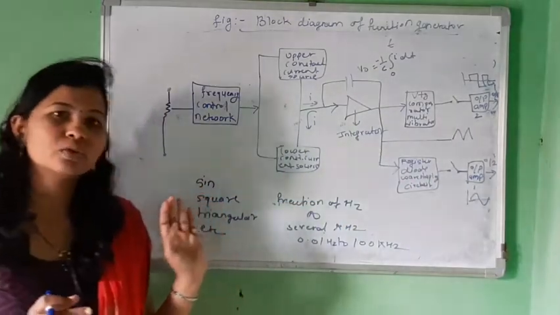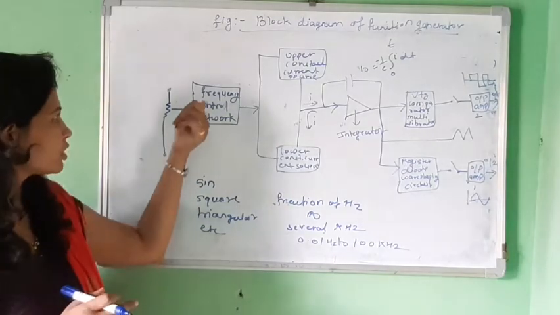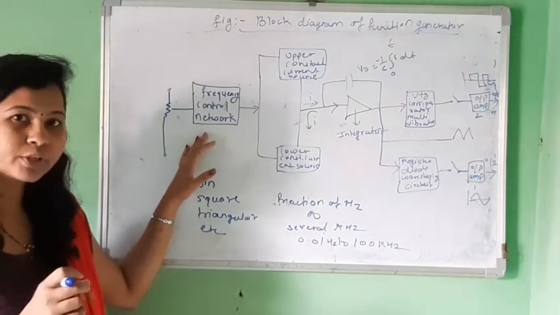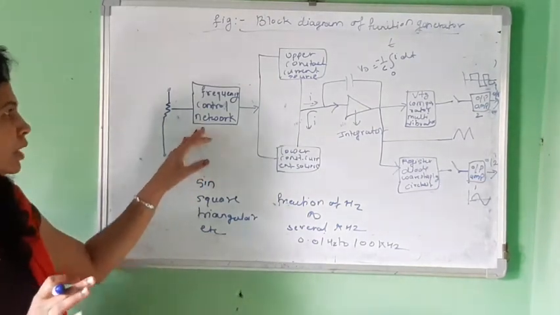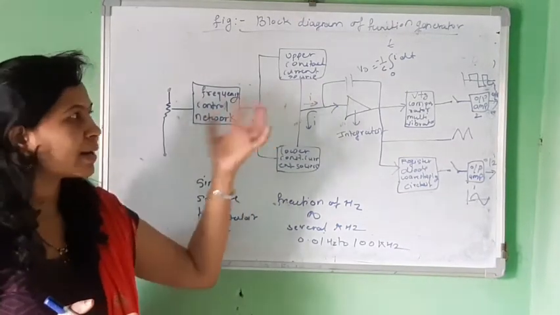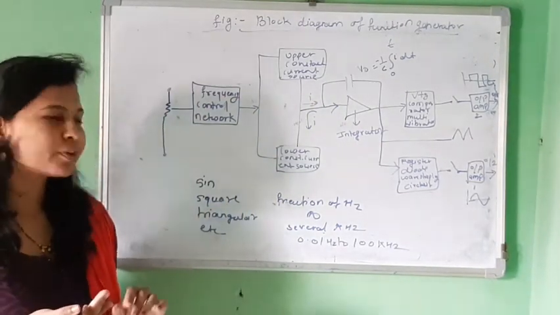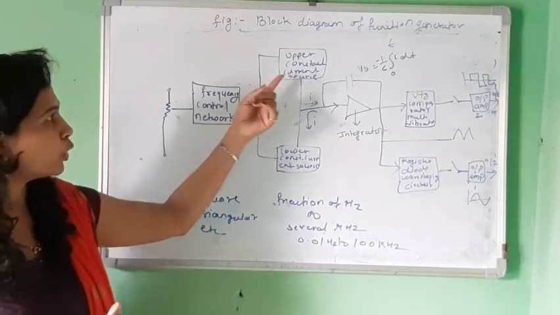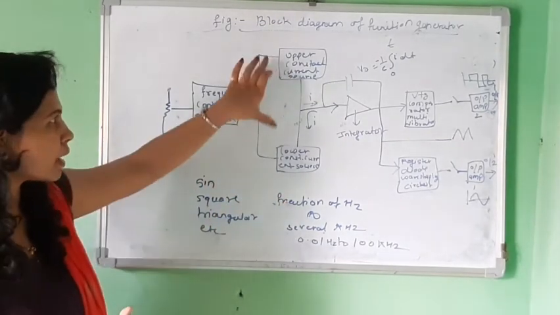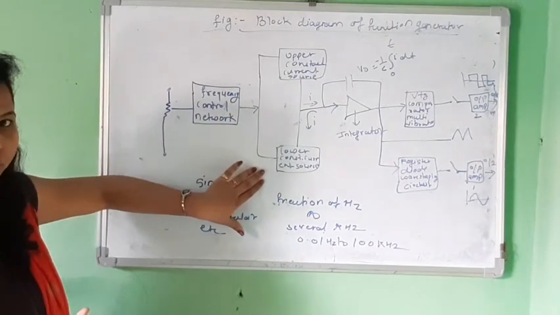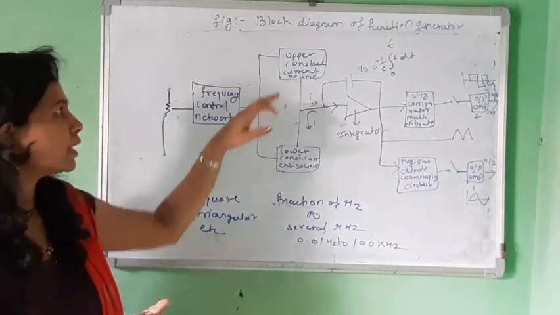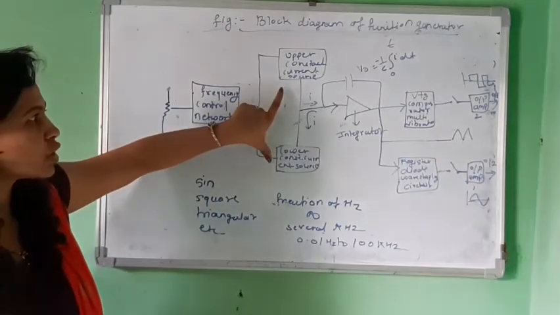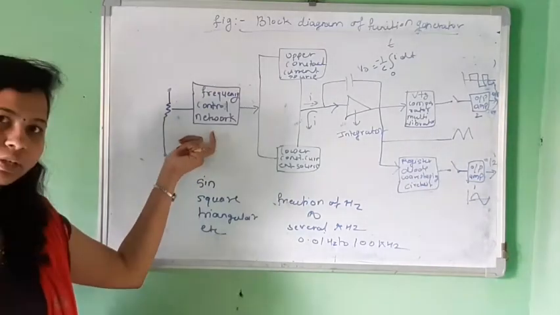Okay. So first we start with the first block, which is the frequency control network. This block is used to control the frequency of the waveform. Whatever waveform is generated by the function generator, the frequency of that waveform can be controlled by the frequency control network. This network is connected to the next two blocks, that is the upper constant current source and the lower constant current source. When we control the current, then automatically we can control the frequency. So we control the frequency of these two blocks by using the frequency control network.